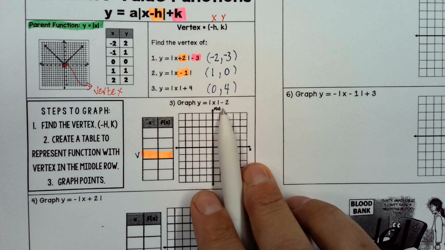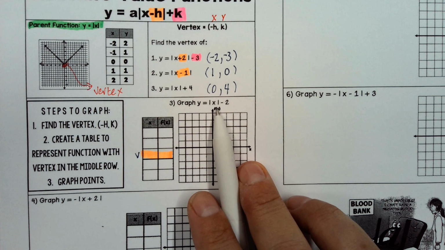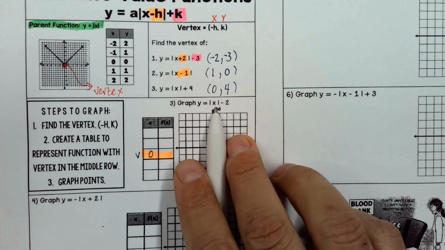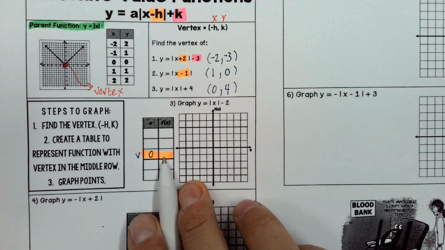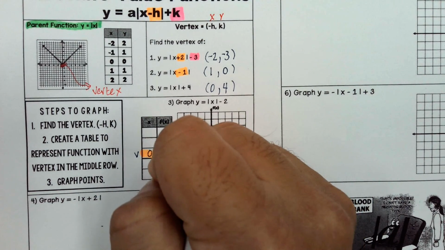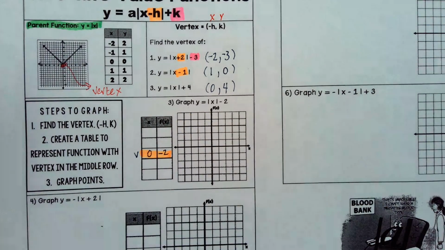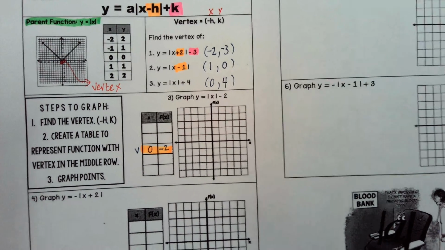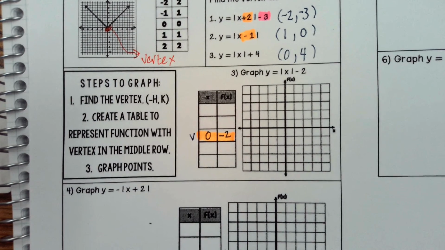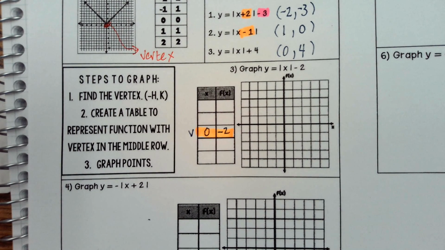So let's figure out, what's my x value? 0. Right? I'm not adding or subtracting anything. H, basically. What's my k value that goes there? Negative 2. Okay. So there we go. We got that. Let me show that a little better. So we want that one in the middle.